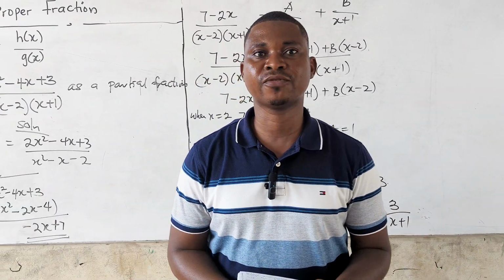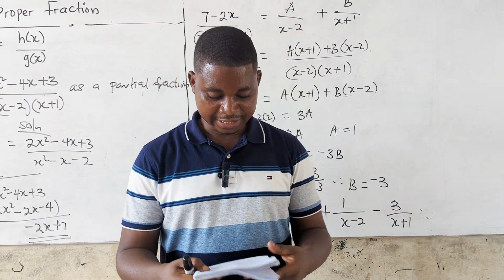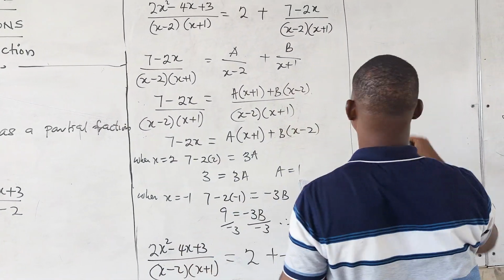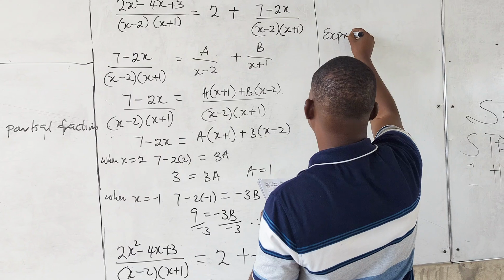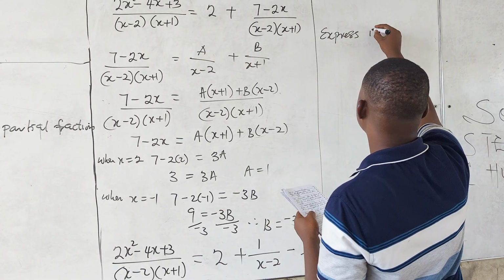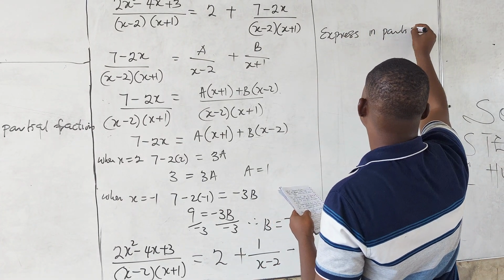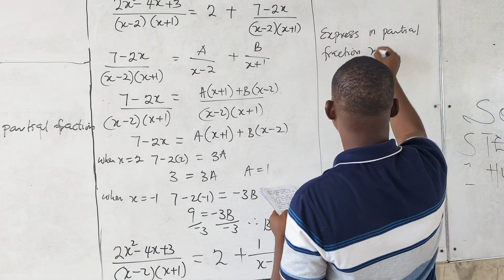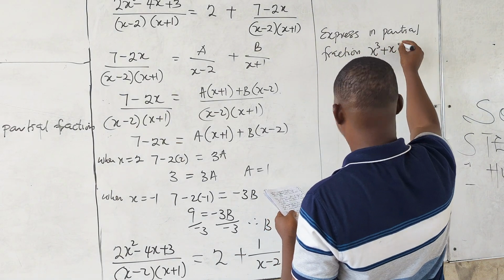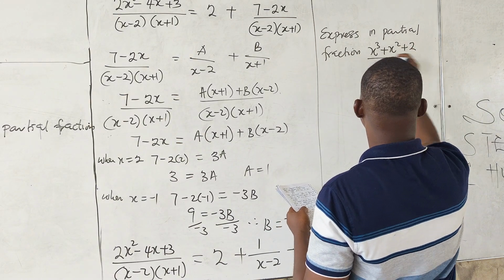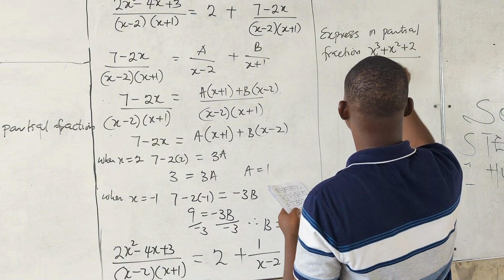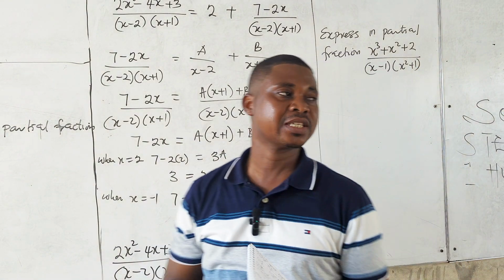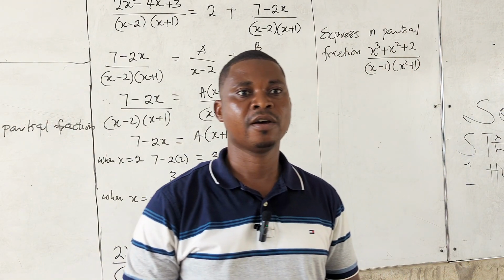So let me give you one question for us to try. The question is, express in partial fraction x cubed plus x squared plus 2 all over x minus 1, x squared plus 1. We are supposed to express this in partial fraction.